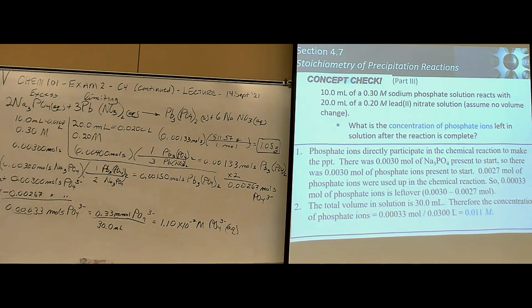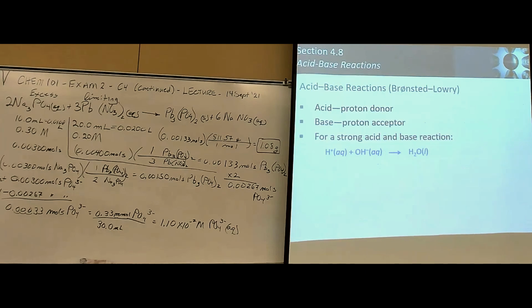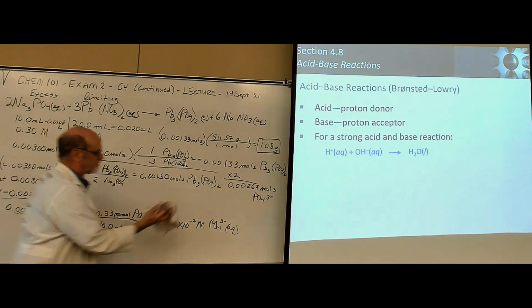That seems like a lot of trouble to find one little tiny number like that. That's what chemistry is all about. When you're presented with mud, you make mud pies. Okay, any questions? Okay. Let's move on to acid-base reactions.